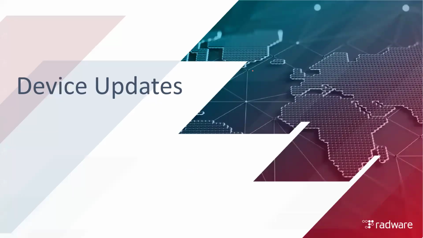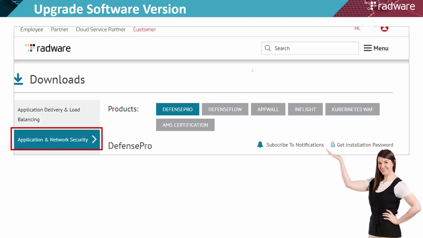How to configure device updates. So go to the partner portal, or the customer portal. In the download section, you will find this option, application and network security. Go to Defense Pro, click on the Defense Pro button and click on subscribe to notifications.